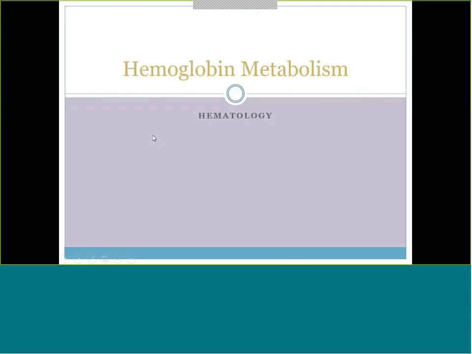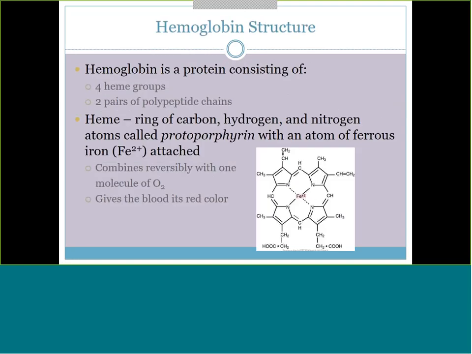So we'll start with chapter 10, which is all about hemoglobin metabolism. So last week we learned our different cells that are involved in the cell line and getting to a mature red blood cell. Now we're going to learn about hemoglobin inside that blood cell.